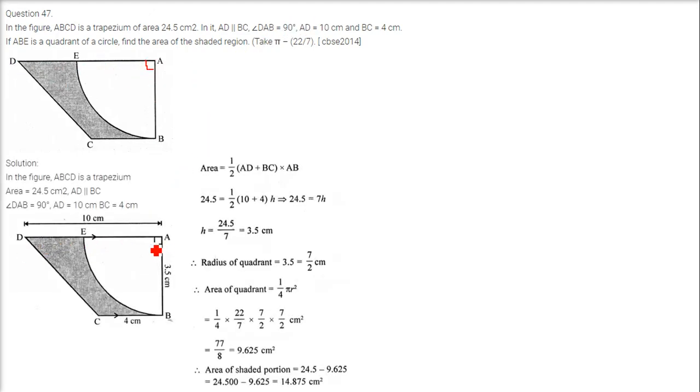This is 10 and this is 4. BC or CBE is 4. If ABE is a quadrant of a circle, find the area of the shaded region.